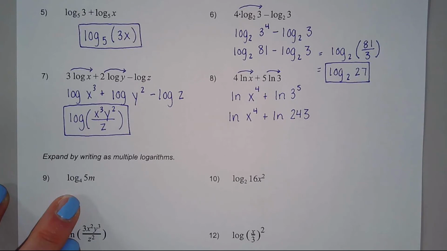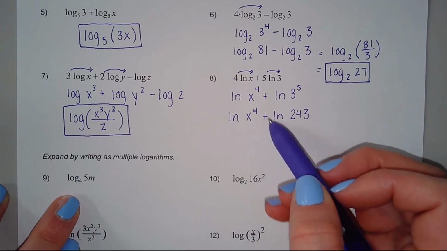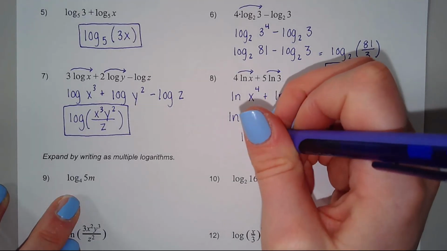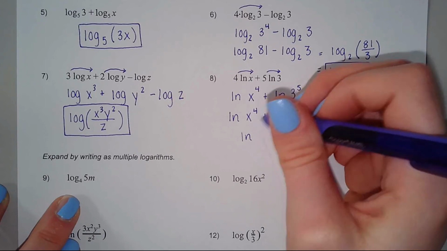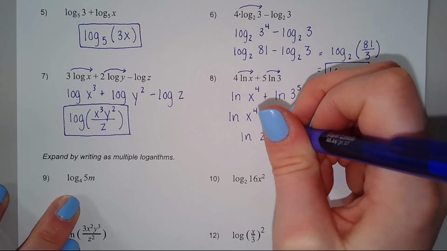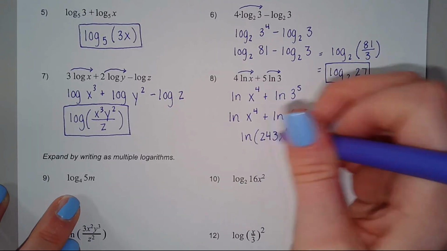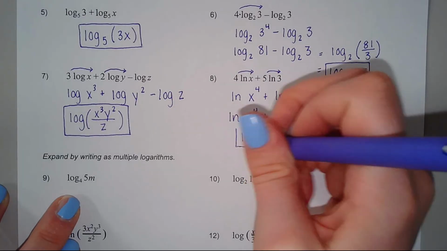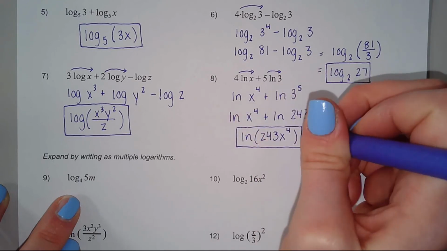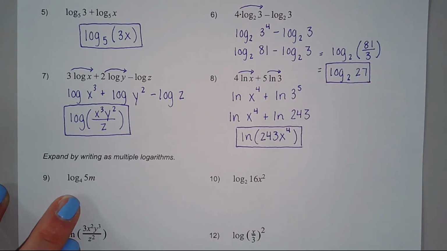All right, last step, we're adding here. So to combine with adding, we'll go ahead and multiply. That's going to give me the natural log. I'll multiply these, and I'm just going to write the 243 out in front, since that's typically how we would do it. So I'm going to do 243 times x to the 4th. We're taking the natural log of that. That's as simple as we can get it, and we're done.